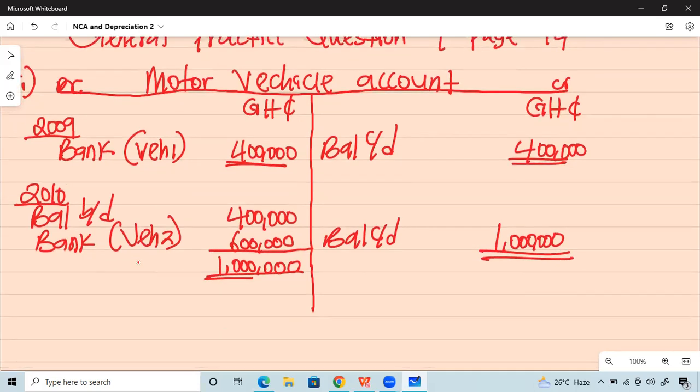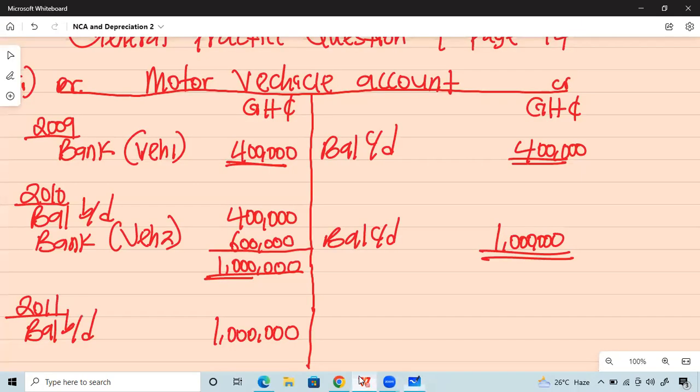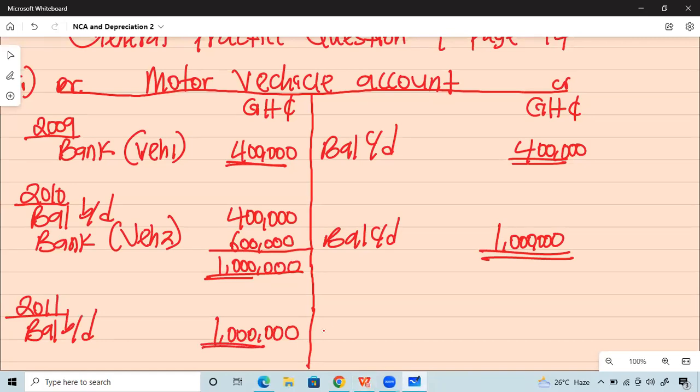So we'll go to the next year. After 2010, which year again? 2011. The balance brought down, 1 million. Even though there is no transaction in 2011, you will still open 2011. There's no information in 2011, but you still need to open it. Don't just go to 2012. Even if you did not have information, you still need to show it.